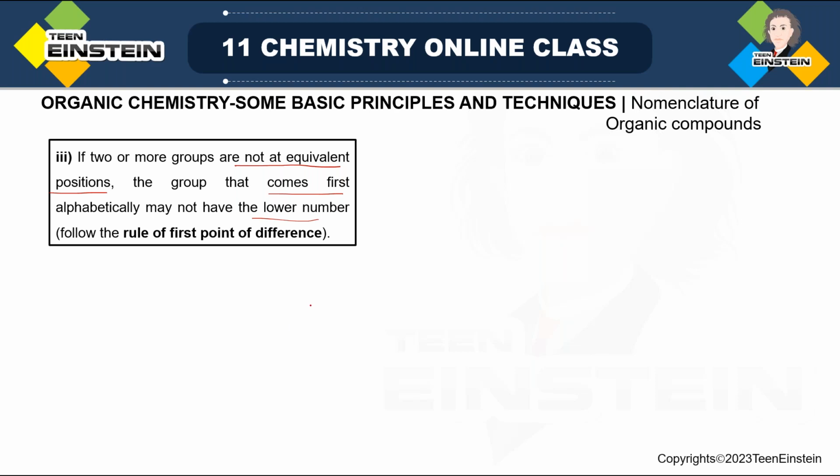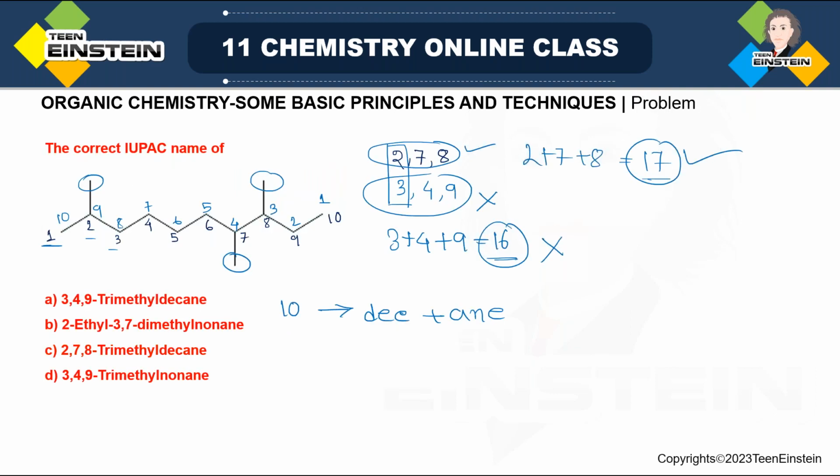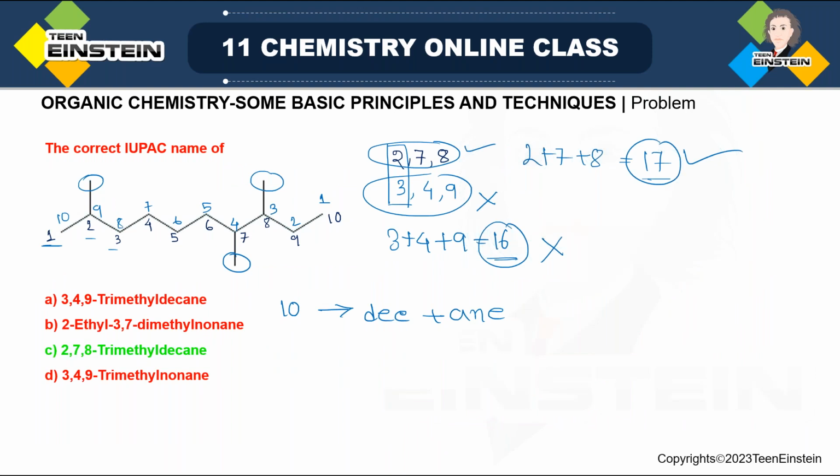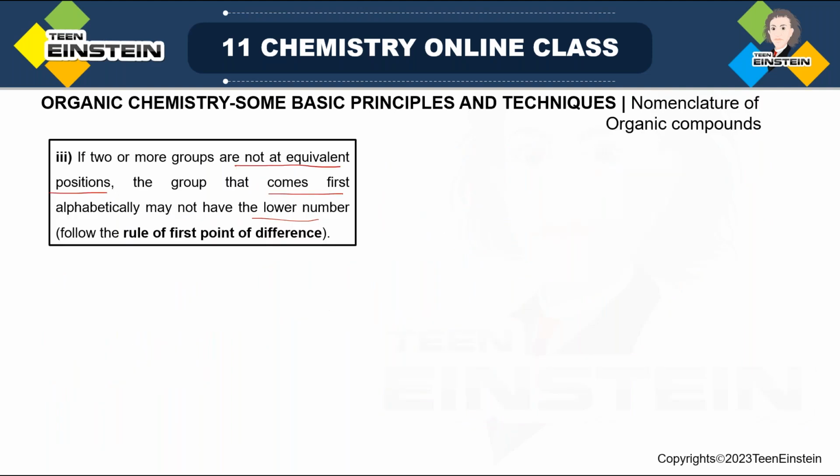Now, in the previous case, what we have seen, there is no first point of difference. That is the last 2 to 3 examples that we have seen. I'm talking about this one. So here, if you follow the first example, 3-ethyl, 6-methyl, 6-ethyl, 3-methyl. So in both cases, it is 3, 6, 3, 6. So there is no first point of difference. But sometimes it may happen that they are not coming at the same position. That means there will be some first point of difference.